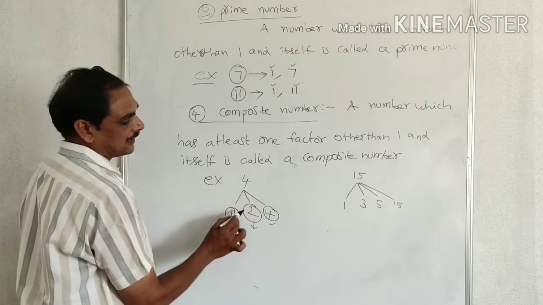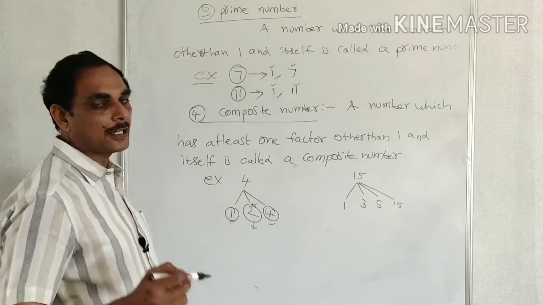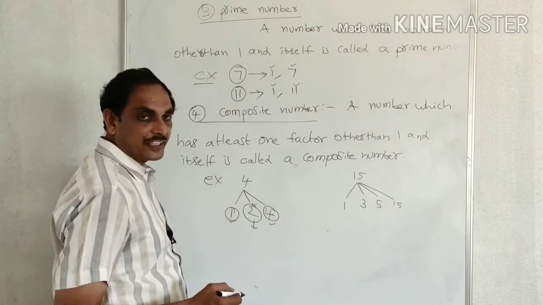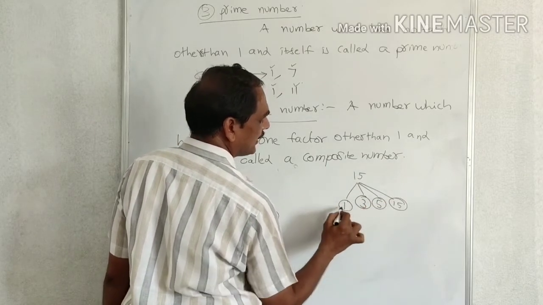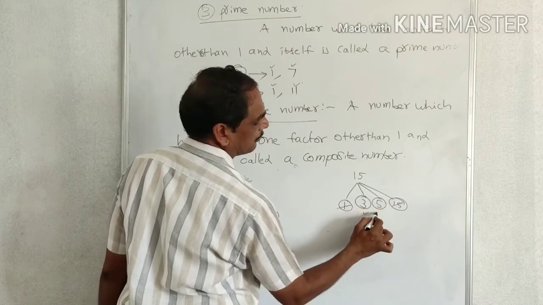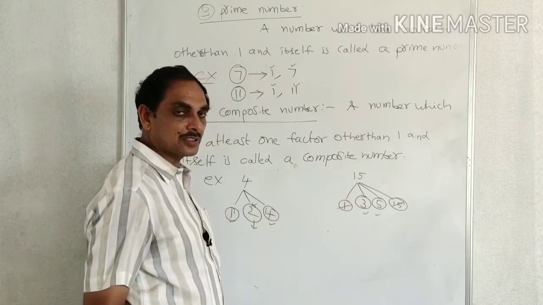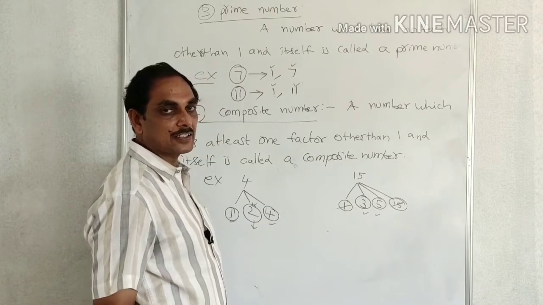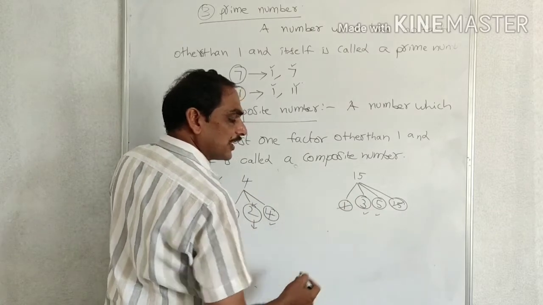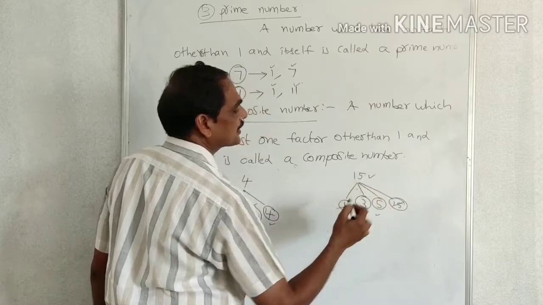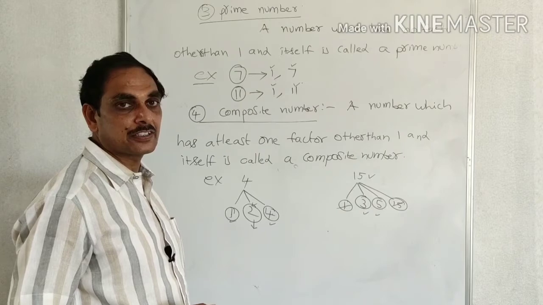A number which has at least one factor other than 1 and itself is called a composite number. Similarly 15. Here 15 has 4 factors. 1 and itself make 2 factors. So a number which has at least one other factor, if it has more than 2 factors, we call it a composite number. Number 15 has two factors other than 1 and itself, so it is also called a composite number. These are the prime numbers and composite numbers.